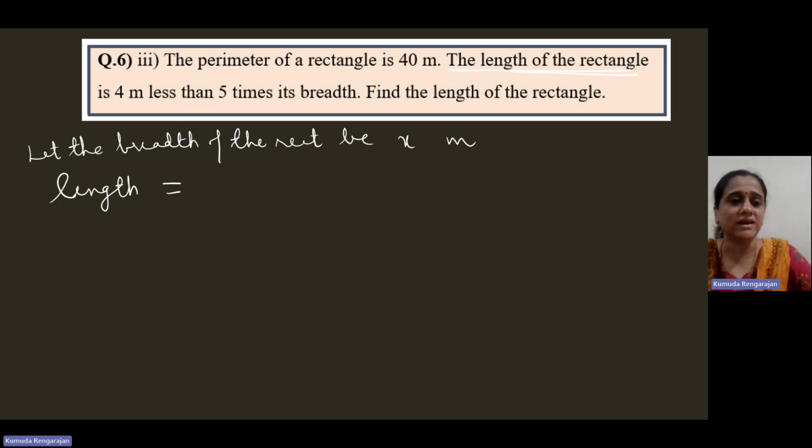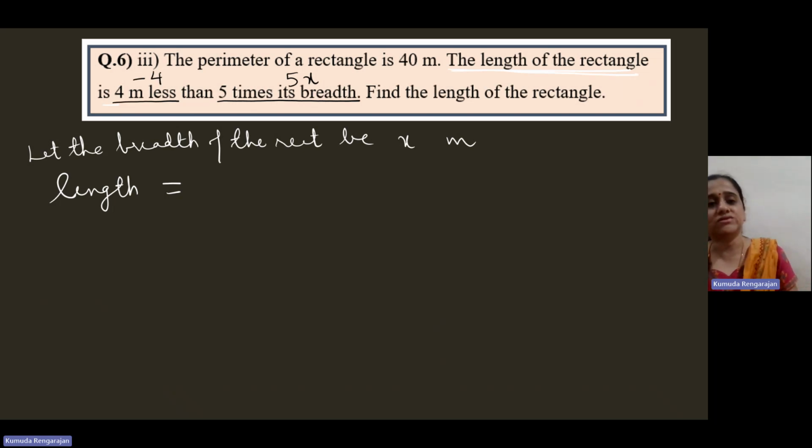The length of the rectangle is 4 meters less than. What have we understood? Whatever comes after less than and more than, we should write that first. 4 meters less than, what comes after than? 5 times its breadth. What is 5 times? 5 into, what's the breadth? X. 5 times its breadth is 5x, and 4 meters less means -4.